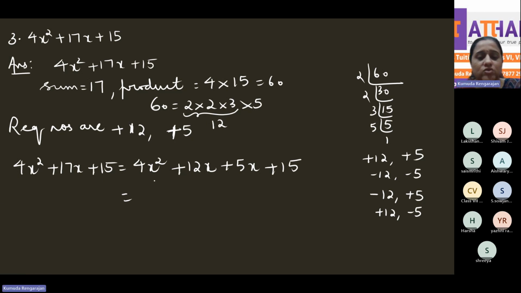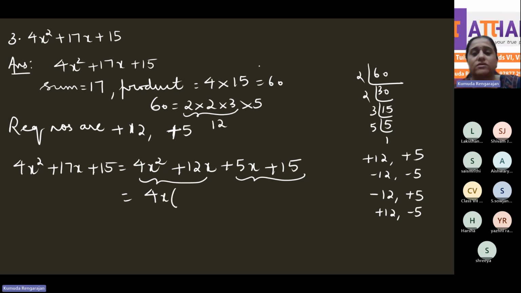Now group the first two terms and the last two terms. So what is common between 4x squared and 12x? What is the HCF of 4x squared and 12x? 4 and 12, the HCF is? The HCF of 4 and 12 is 4. And the HCF of x squared and x: the least power is common, so x.